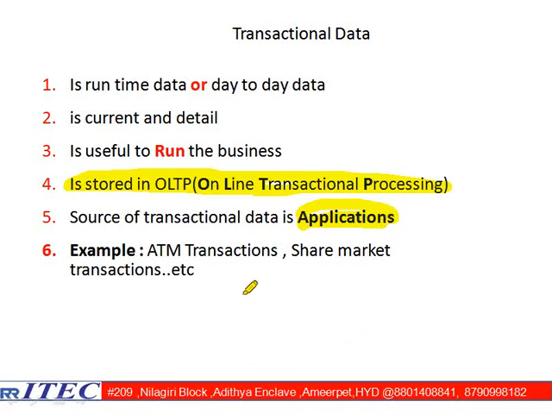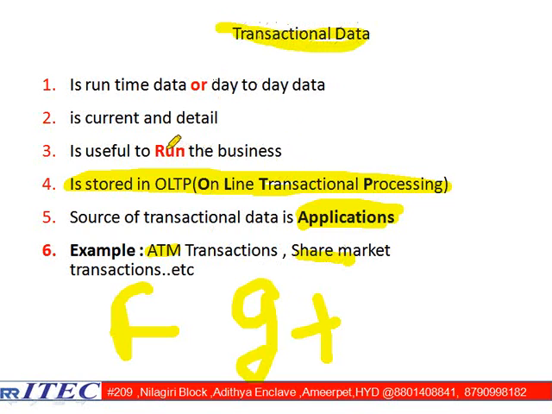So what I would like to say is, at the end of the day, the data comes from applications. Those applications may be as simple as Facebook that you use daily, or Google Plus, or ATMs, or share market transactions. Anything is called an application only. In that application, we try to do something, and automatically the data comes and is stored in transactional data format in the OLTP database.